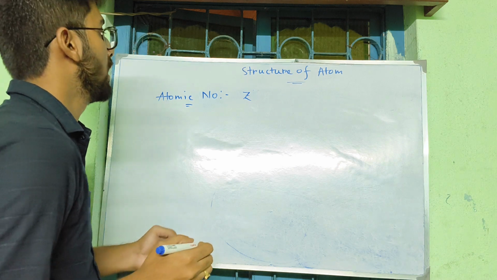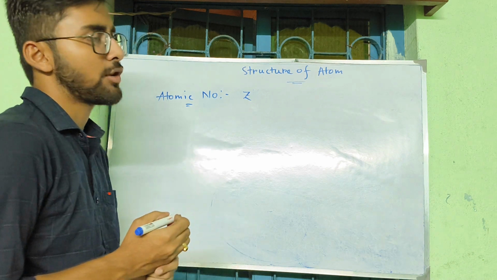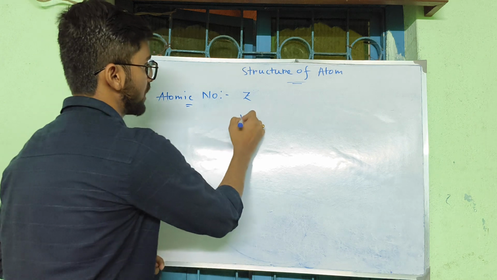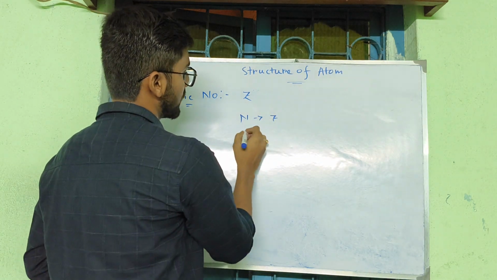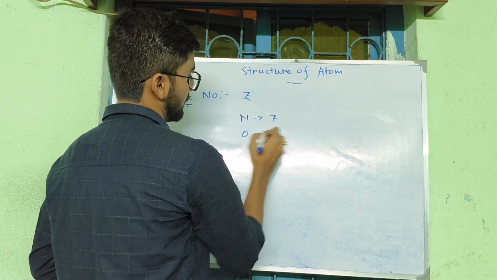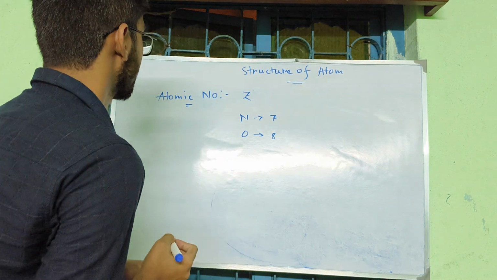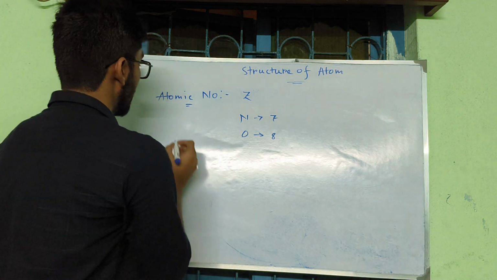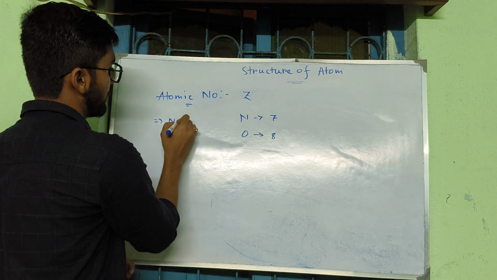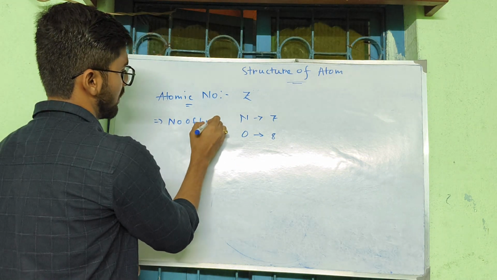As for example, nitrogen has atomic number 7. Oxygen has atomic number 8. That's it. So basically atomic number is equal to number of protons.